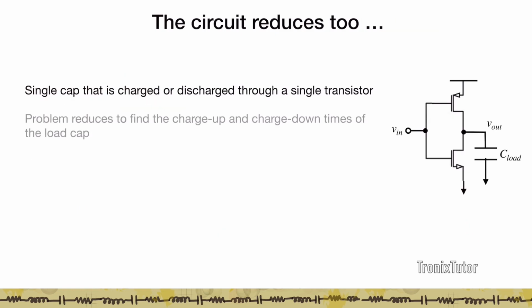So now if you look at what the circuit reduces to, the circuit essentially reduces to an inverter where you've lumped all the capacitances to the output node, and then this capacitance either gets charged up through the PMOS during the low to high transition at the output, or this charged up capacitor discharges through the NMOS during the high to low transition at the output. So the problem reduces to finding the charge up and discharge times of the capacitors, which are basically the delays of the gate.